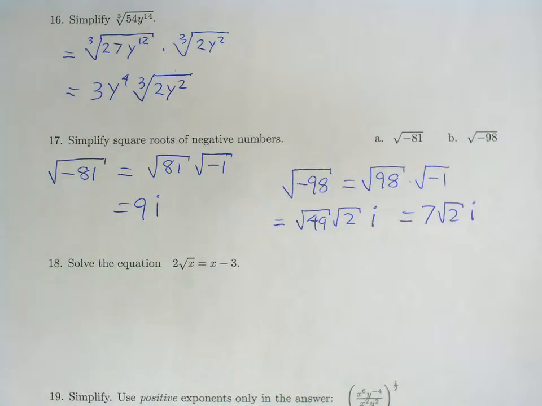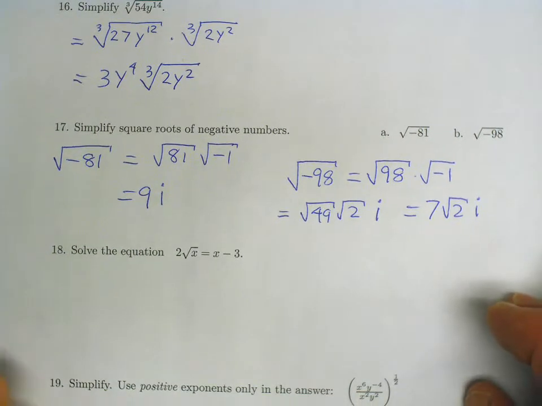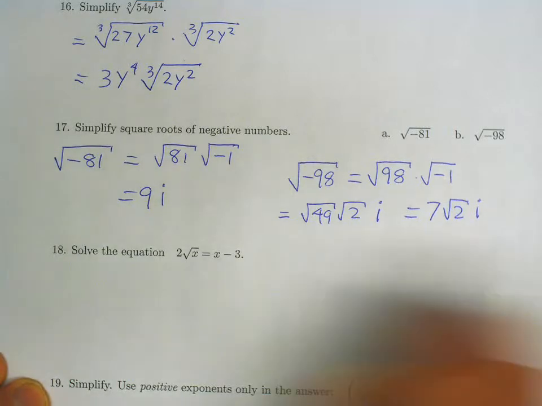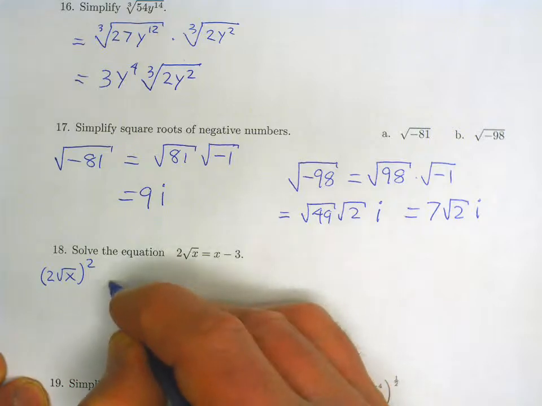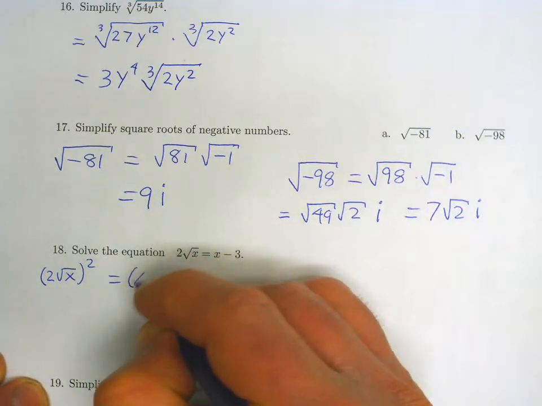Okay, on number 18, solve the equation 2 times the square root of x equals x minus 3. We want to solve for x. We see that x appears as the radicand of a square root. So that implies that we will need to square both sides of the equation to get x out of the square root. So we'll square the left-hand side, 2 times the square root of x squared. And we also square the right-hand side.